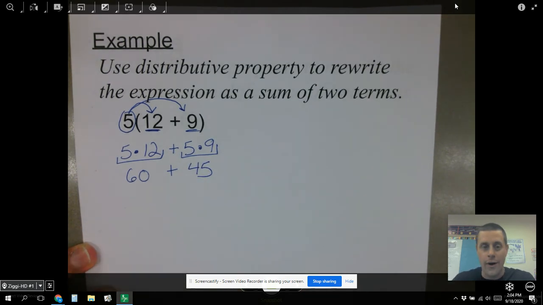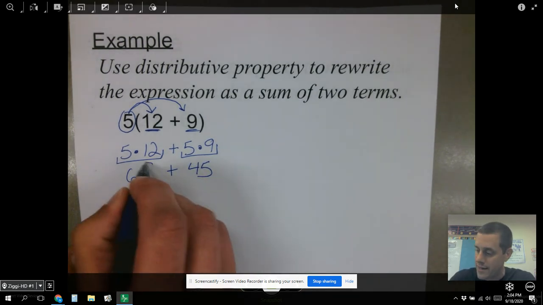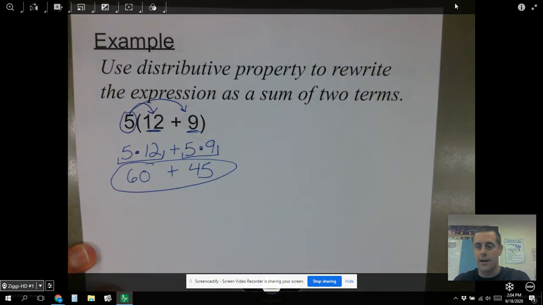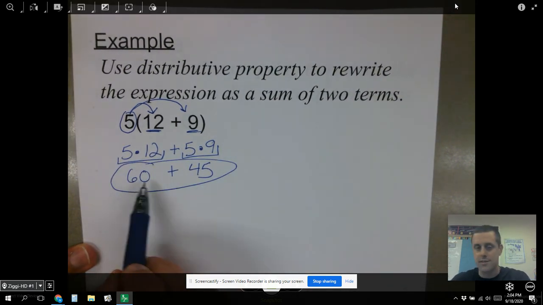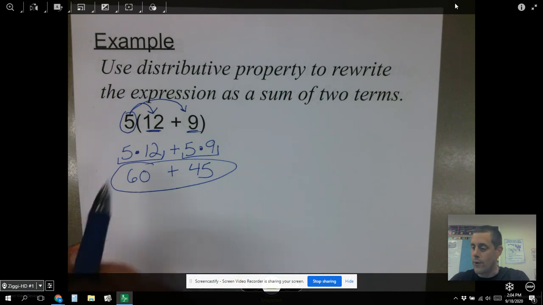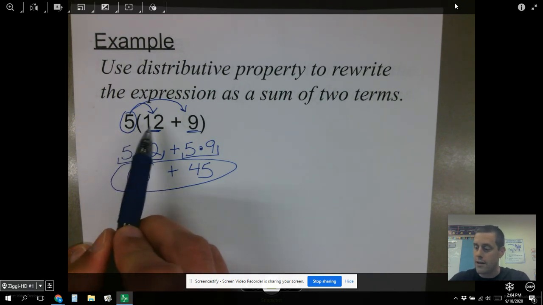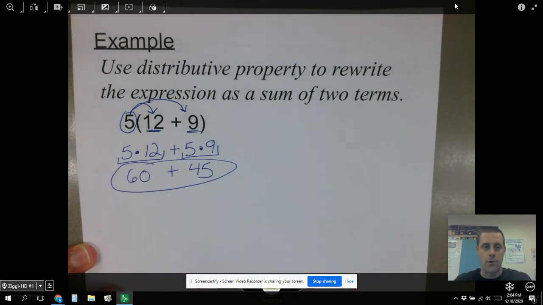I know you could go ahead and add 60 plus 45, but that is not our goal. All we want is that equivalent numerical expression, 60 plus 45. Another way to write 5 times the quantity, 12 plus 9, without having parentheses.